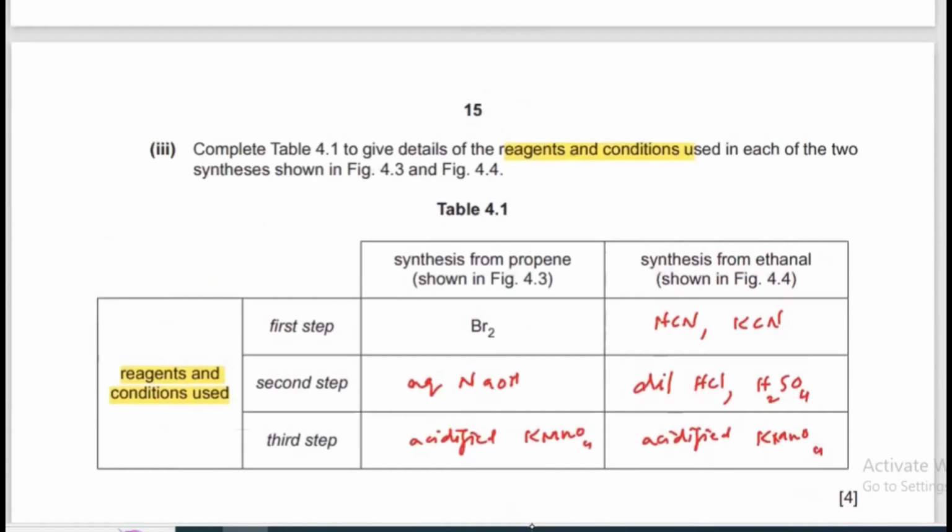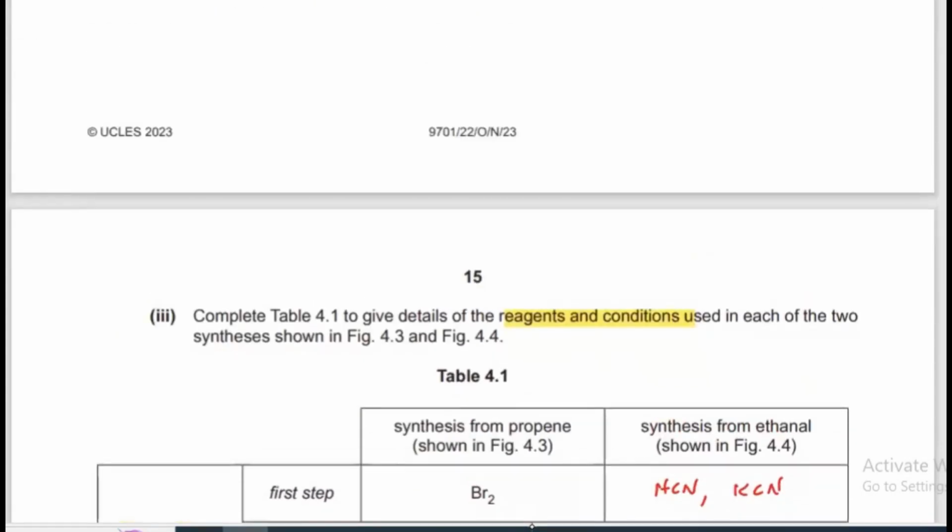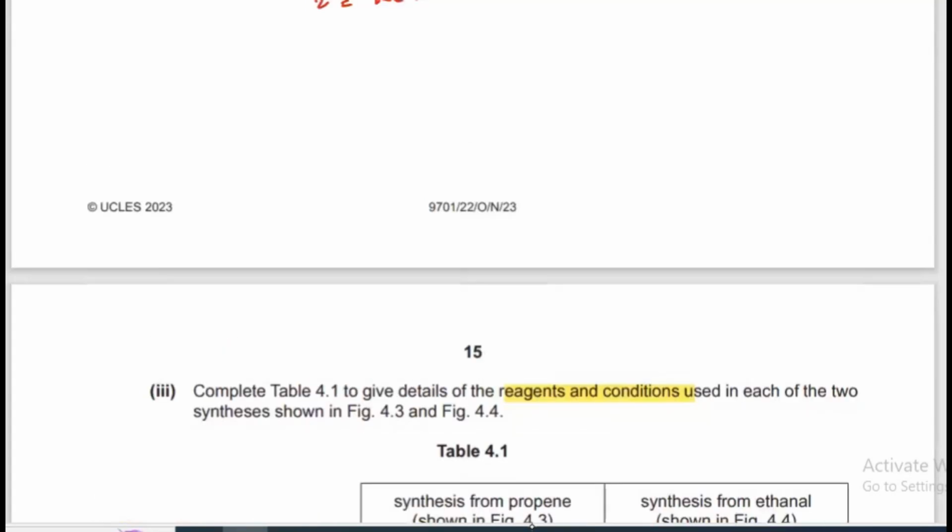So this is all about question number 3 and question number 4. I hope now you will be able to solve this paper independently.